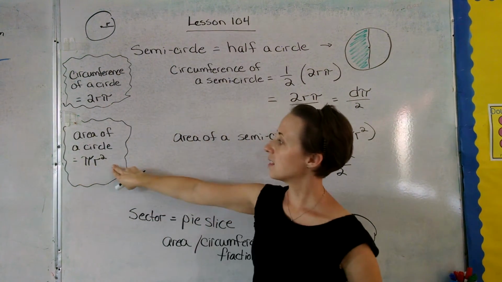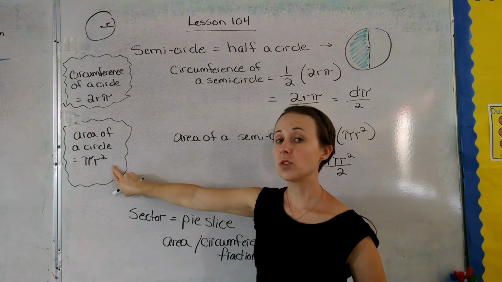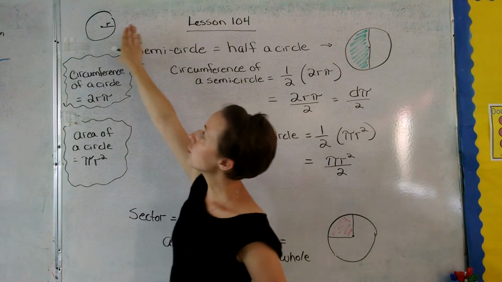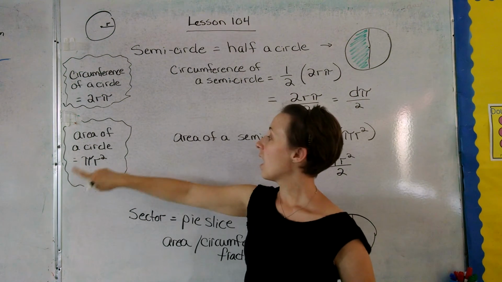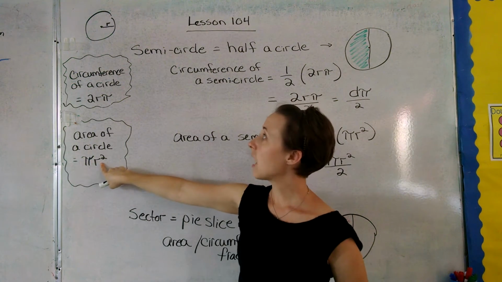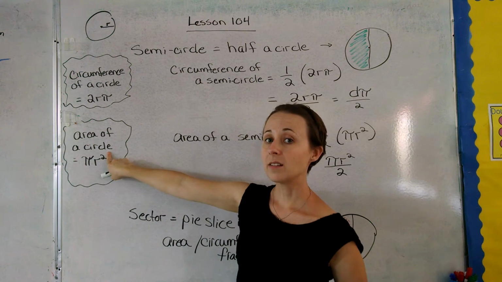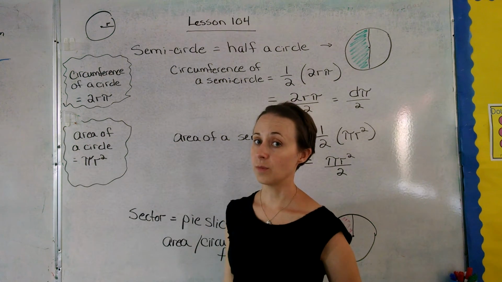And just to remind us, we can find area of a circle as well. Area is how much space is in the middle of the circle. If we take pi times the radius squared, it gives us the area of a circle.